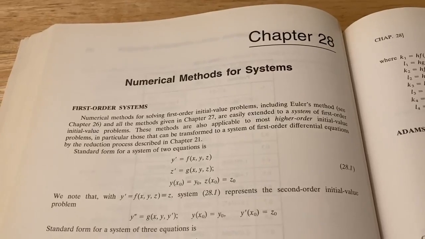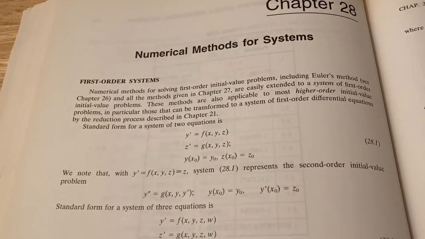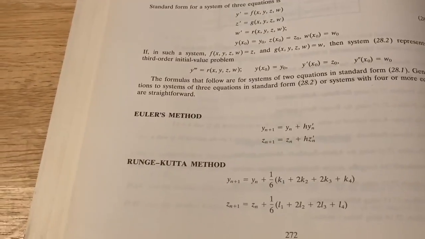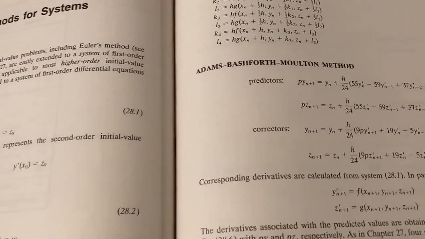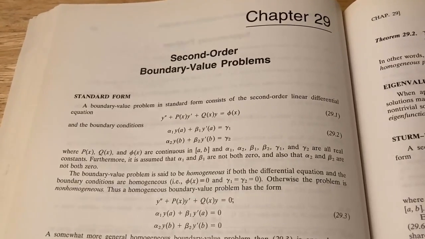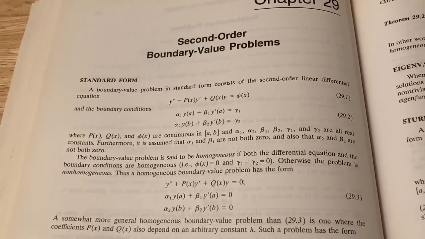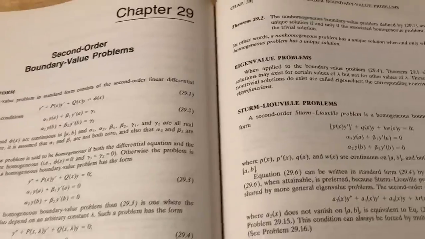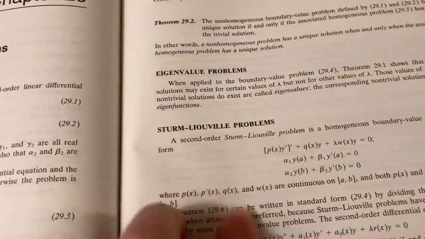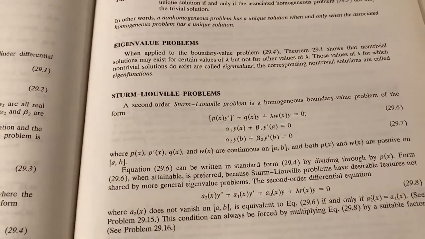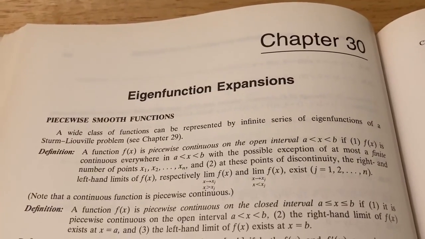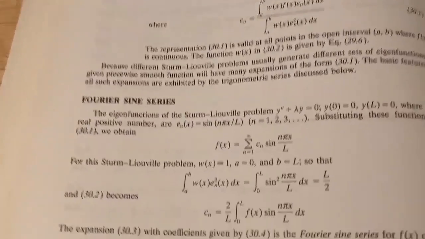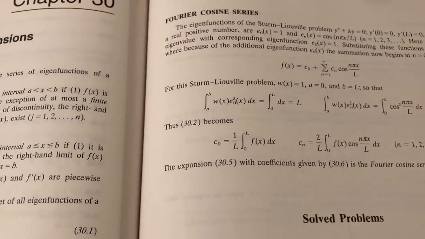Chapter 28 is basically more numerical methods, except now you're looking at systems of differential equations. So it talks more about Euler's method and the Runge-Kutta method, and then this other method here. Chapter 29 is on second order boundary value problems. Really cool. And it's interesting that it has an entire chapter on this. Then it talks about eigenvalue problems and Sturm-Liouville problems. The very last chapter is chapter 30, and it's on eigenfunction expansions. It talks about the Fourier sine series and also the Fourier cosine series.